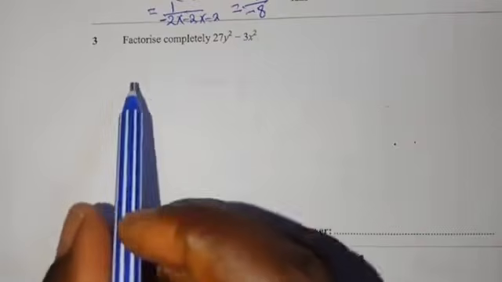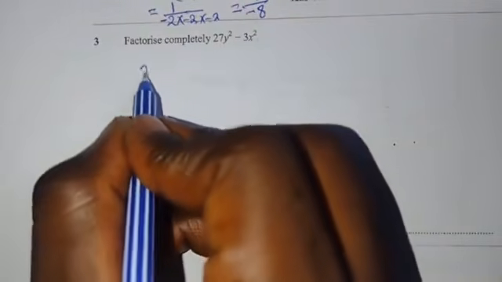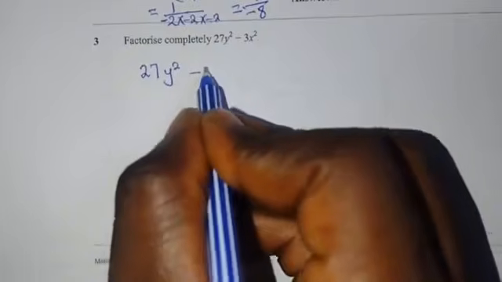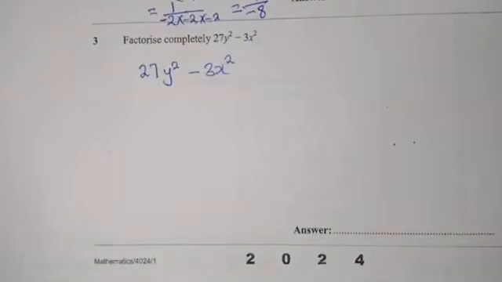Let us now look at our question 3. Factorize completely. So here we have 27y squared minus 3x squared. To factorize means we need to factor out the common numbers and the common letters.